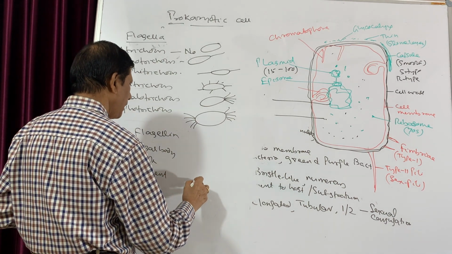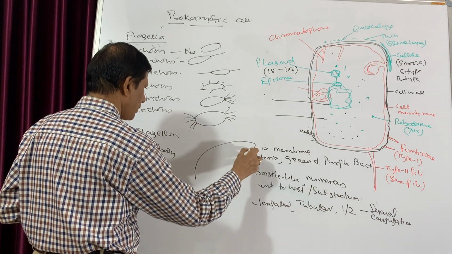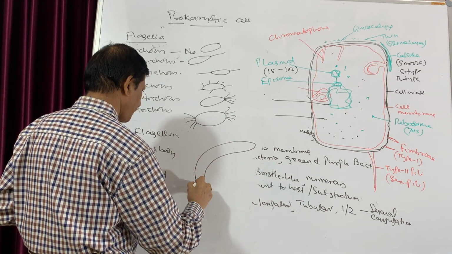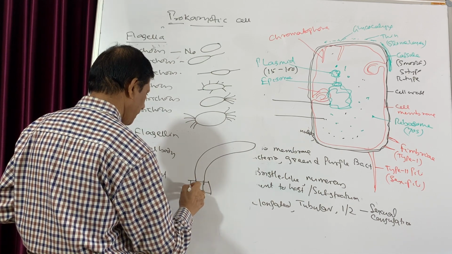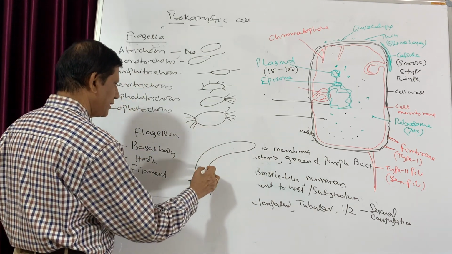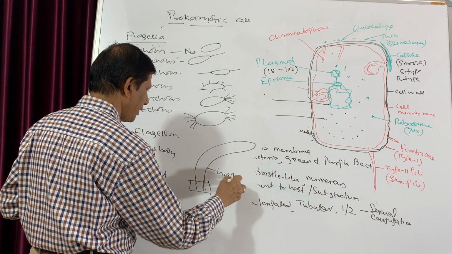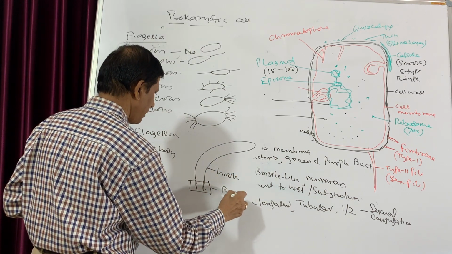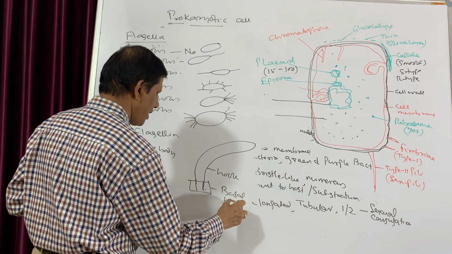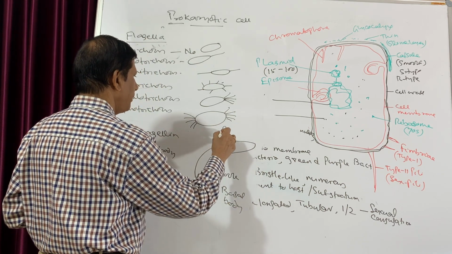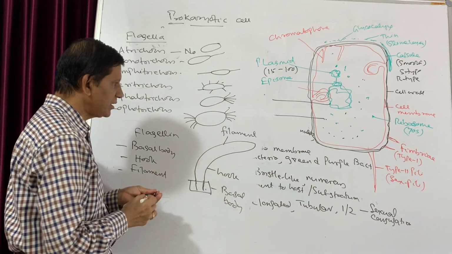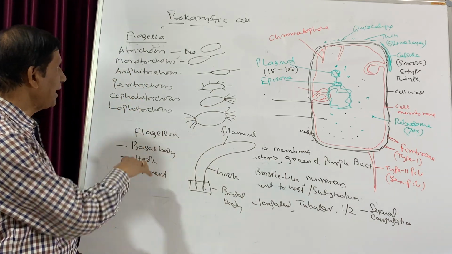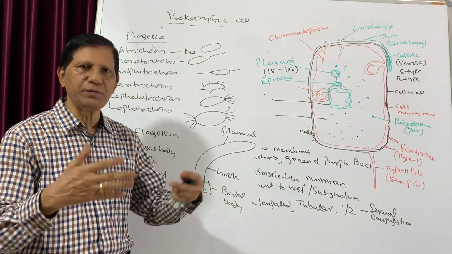That means it looks like a structure like this. This is the basal body, this is the hook, and this is the filament. So this flagella, whenever it is present, helps in locomotion.